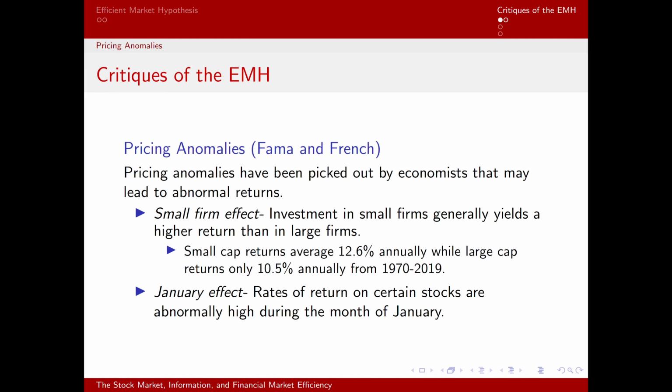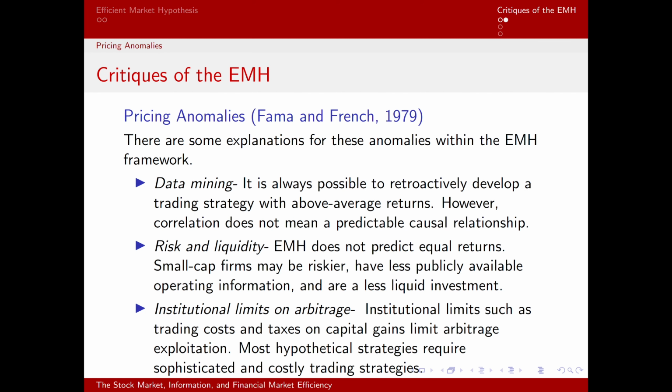Then another one that you'll hear reference to a lot is what's called the January effect, which says that the rates of return on certain stocks are really high just during the month of January for some reason. So if you're looking to invest, January is the month to do it because it generally has the highest rates of return, way higher than any other month. And these both don't make sense within the context of the efficient market hypothesis, or so you think.